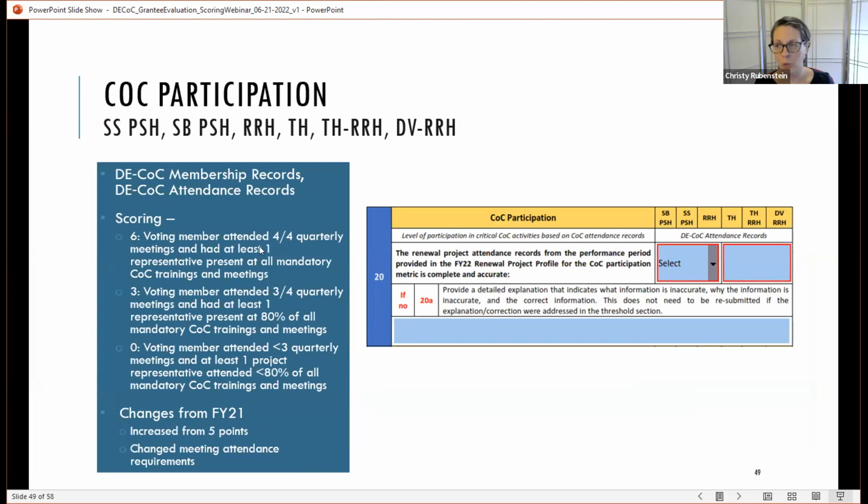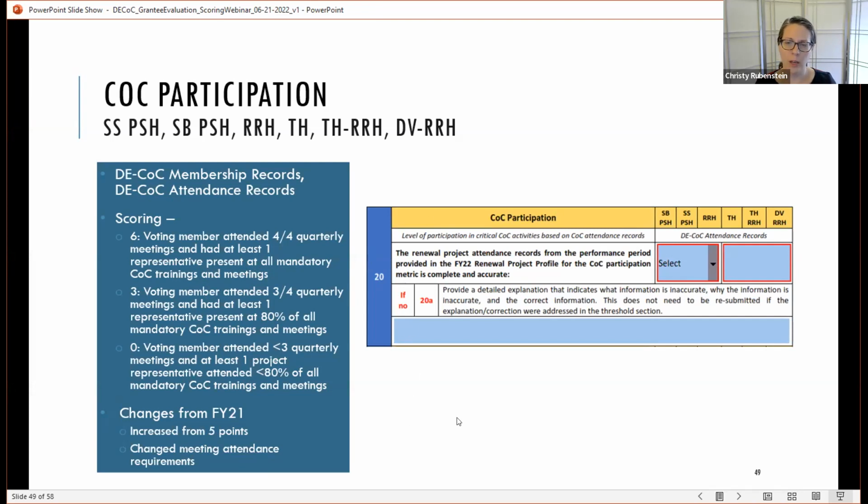You have to attend at least all four of them for the full points, at least three for the half points, and had at least one representative present at all mandatory meetings and CoC trainings for the full points, at least 80% of those meetings for the half points. If you're not at the three quarterly meetings and less than 80% of the mandatory meetings, you will not get points. Again, this is the CoC's attendance records.